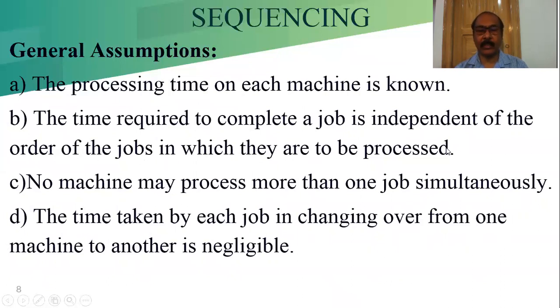The time required to complete a job is independent of the other jobs in which they are to be processed. One job's processing time in a particular machine is independent of the other jobs. They are not dependent. No machine may process more than one job simultaneously. So no machine can perform more than one job at the same time. Only one job is processed in one machine.